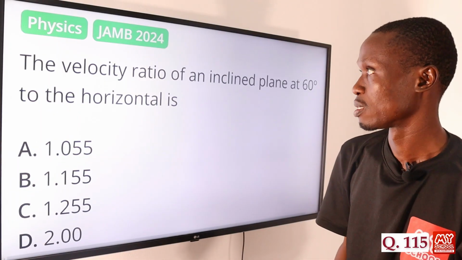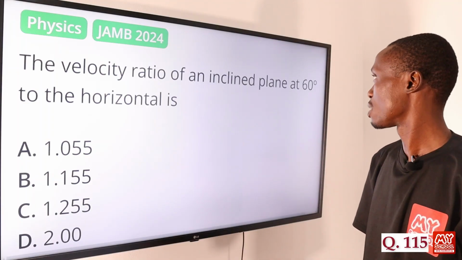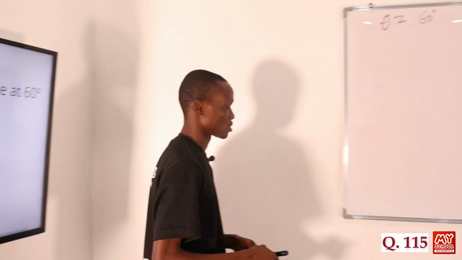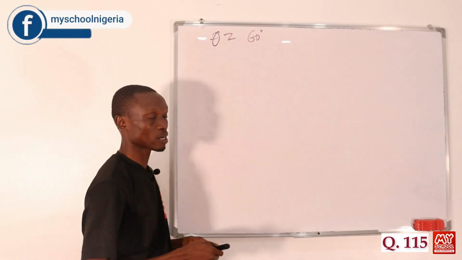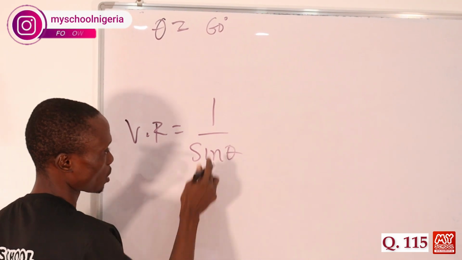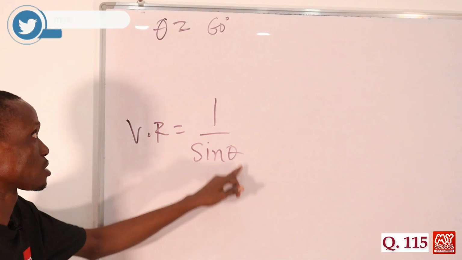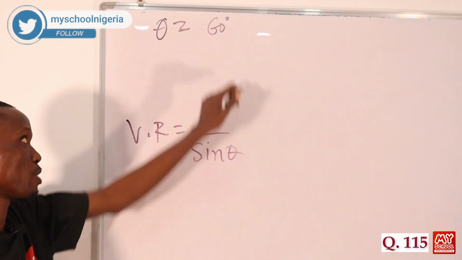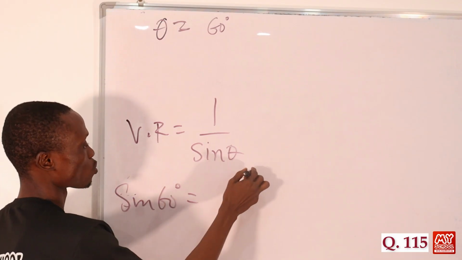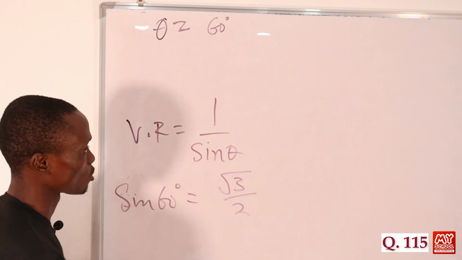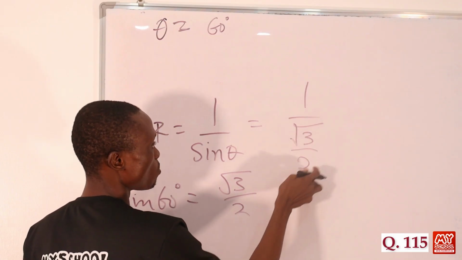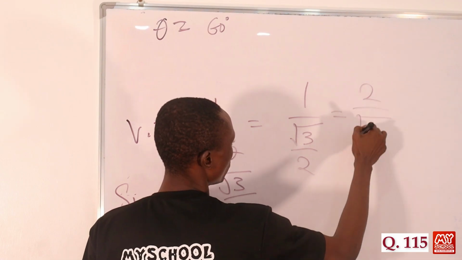Question 115. The velocity ratio of an inclined plane at 60 degrees to the horizontal is, so let's move over to the board to provide answer to this question. The velocity ratio of an inclined plane, VR, is given as 1 over sine theta. Here our theta is equals to 60 degrees, and remember that 60 degrees is one of those special angles. So sine 60 degrees is equals to root 3 all over 2. If we substitute here, we'll be having 1 over root 3 over 2. Of course, these 2 will move up, so that we'll be having 2 divided by root 3.